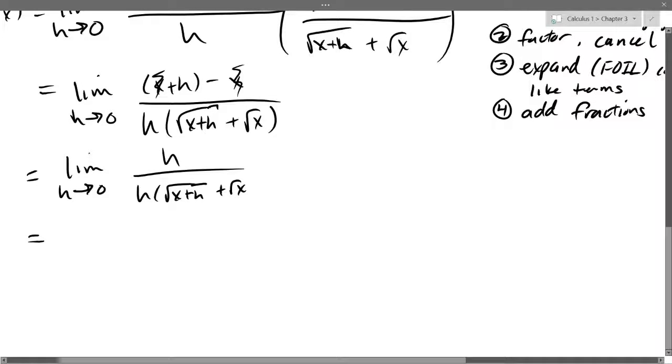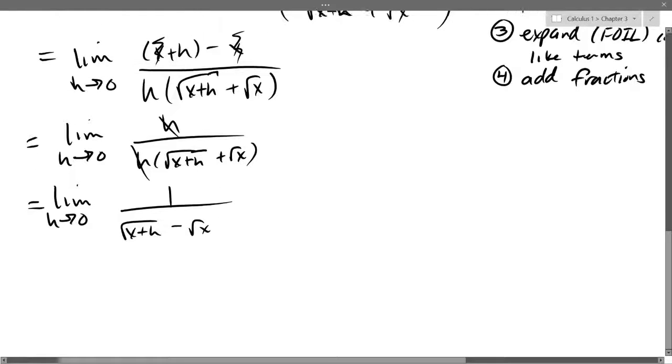Now, if you noticed, I keep writing lim, lim, lim, lim, lim. It's a lot of lims to write. But remember, I haven't done anything other than algebra so far. So I have not actually applied the limit yet. We did just cancel out the bad h. Once that bad h is gone, you can take your limit.